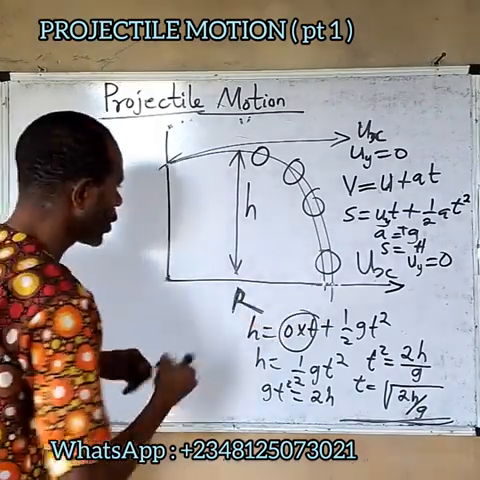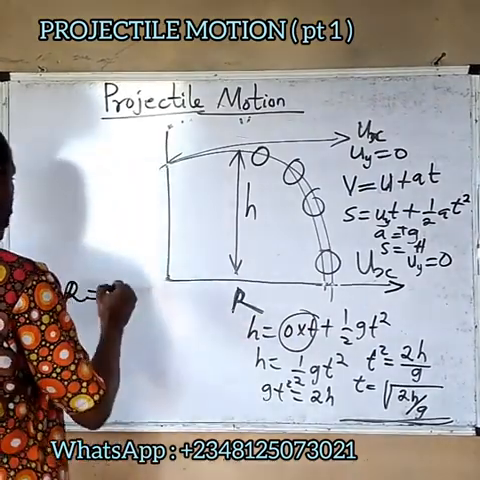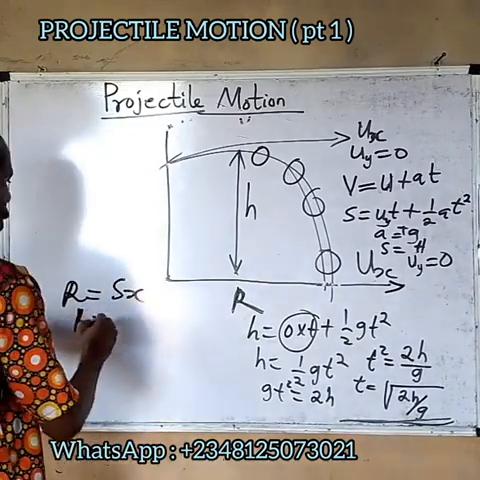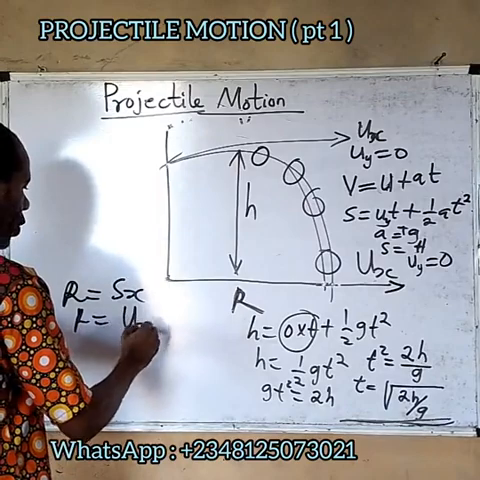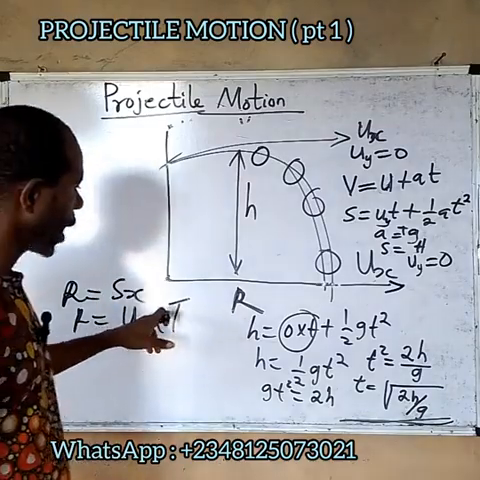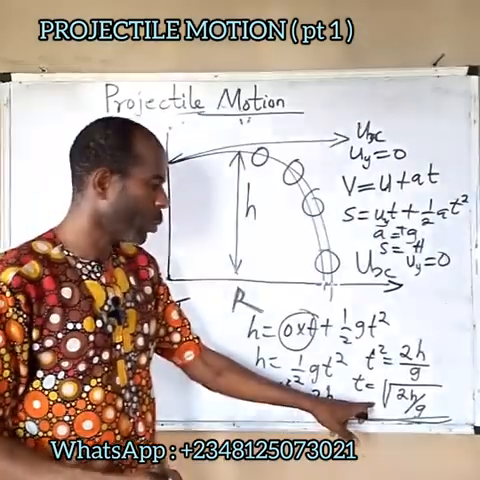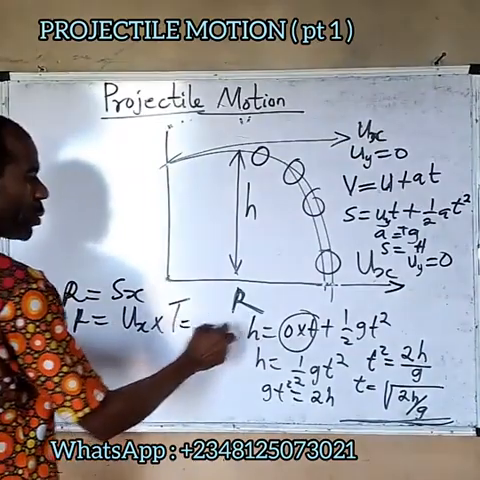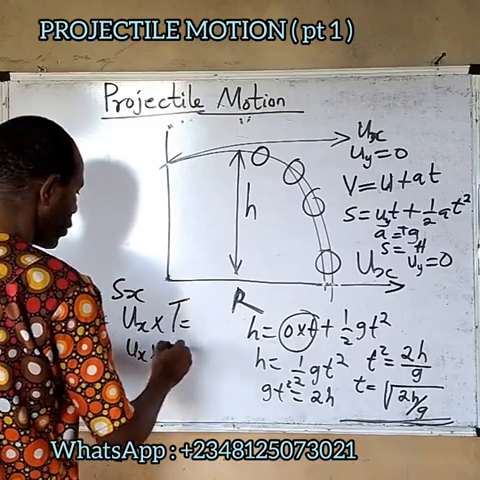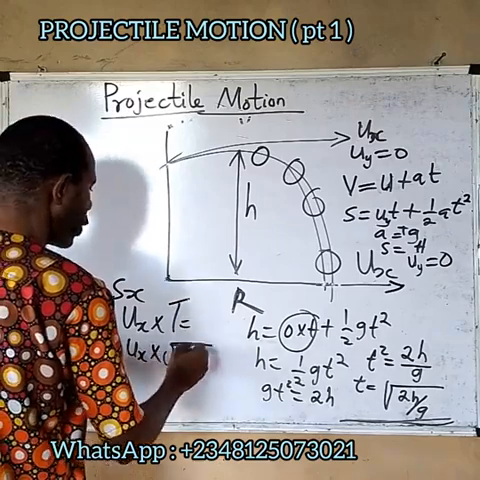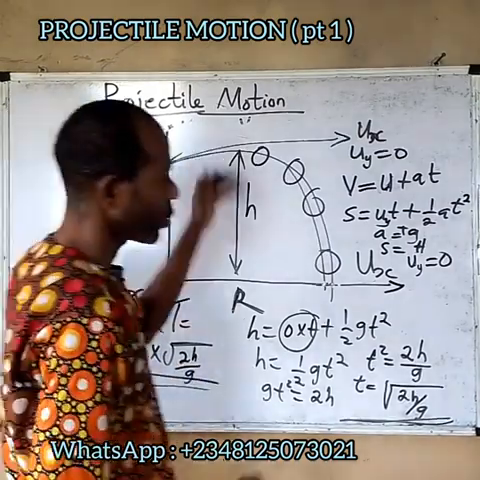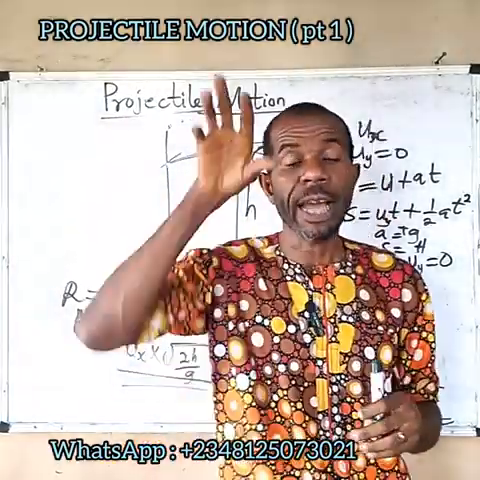And now, how do we get the range? Range is the horizontal distance, which is Sx. You see the same thing I'm saying? R is equal to ux multiplied by the time of flight. And remember, this time of flight now becomes the one for this motion. So R is equal to ux times the square root of 2h over g. Remember, this one is for horizontal projection from a height.